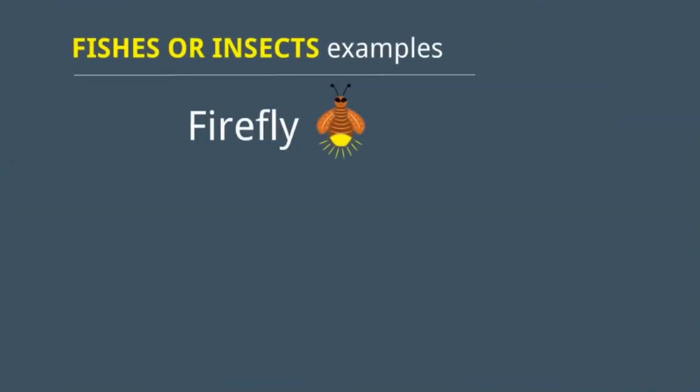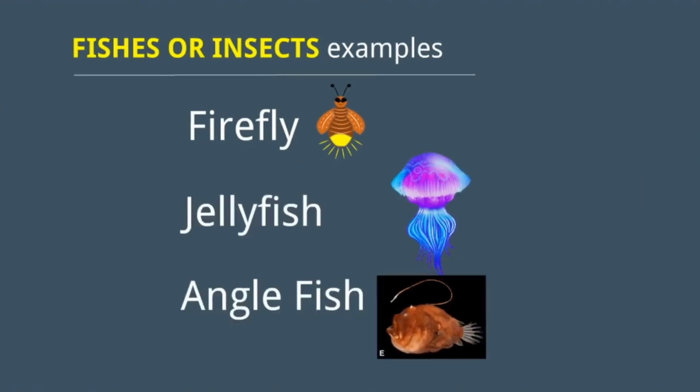Do you know there are some fishes or insects that are luminous objects, like the firefly? You can see the light of the firefly, jellyfish or anglerfish. These all have light and these all are luminous objects.